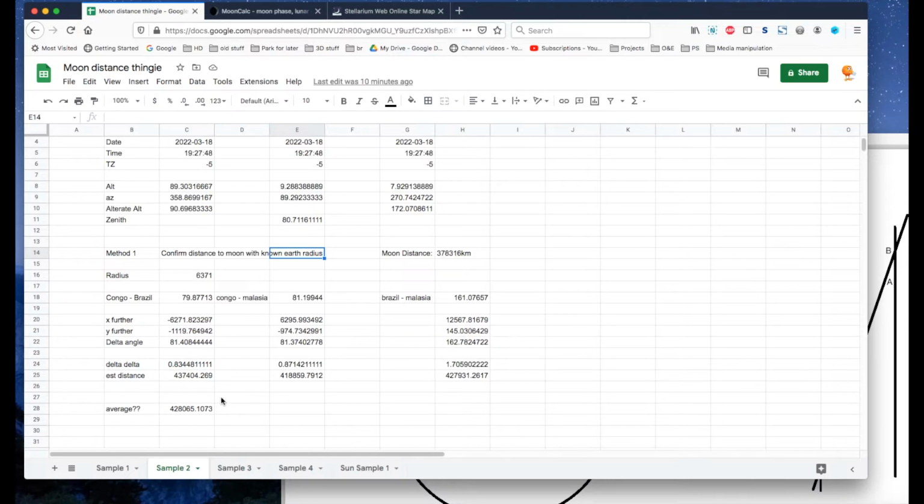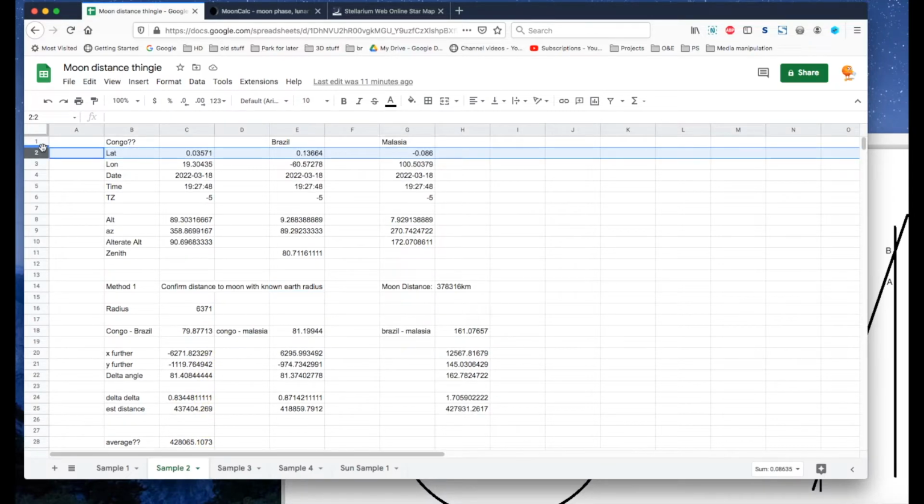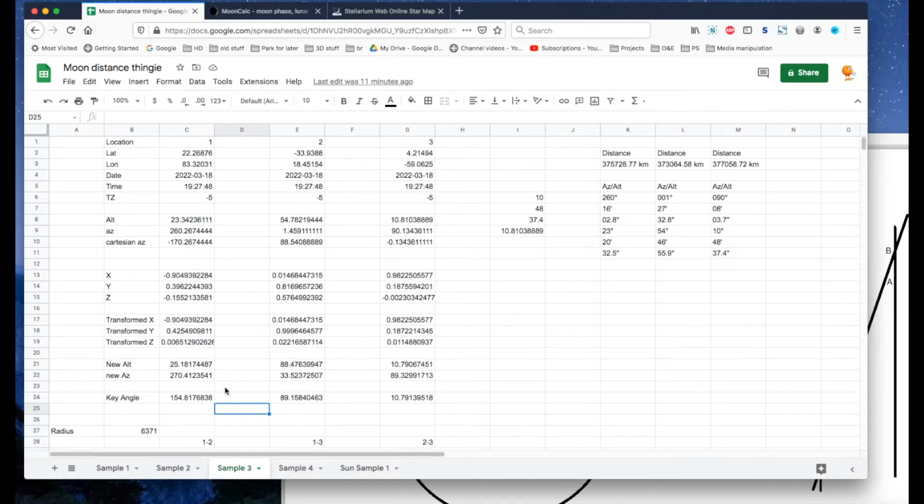And this works like this because the moon happens to be over the equator and the 3 observers happen to be more or less along the equator. But what happens if you're not on the equator? Can you do something similar for any location on Earth? So then I created a few more examples.